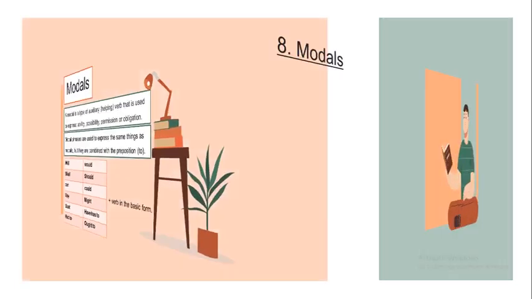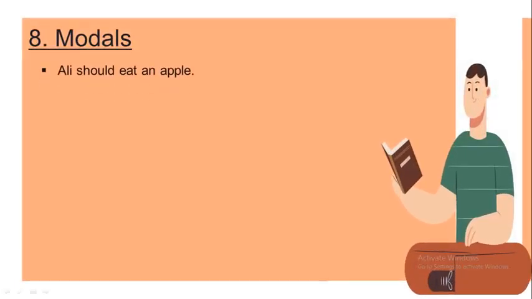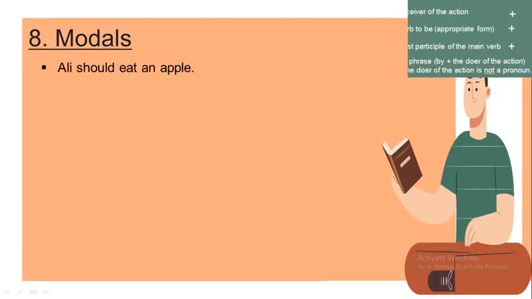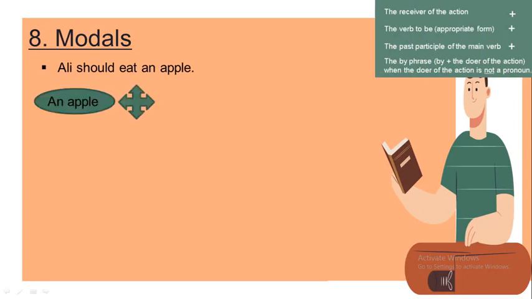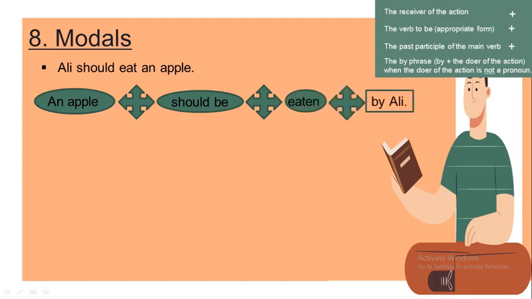Now let's go back to our passive voice with the modals. Ali should eat an apple. We will start with the receiver of the action, which is an apple. And after that comes the verb to be in its appropriate form. With the modals, we use the same modal that is mentioned in the active sentence plus be. So in this sentence, it will be should be. And then comes the verb in the past participle, which is eaten, and the by phrase by Ali. So the sentence is an apple should be eaten by Ali.